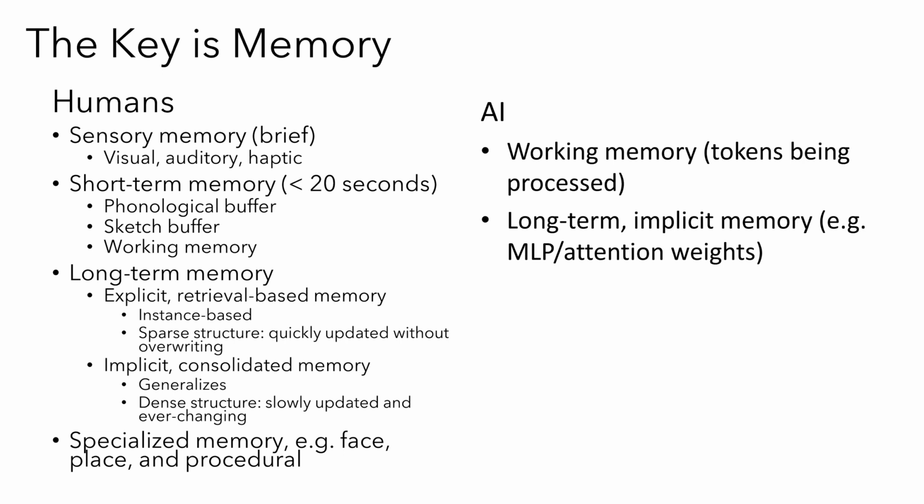Humans have fantastic, complicated, heterogeneous memory systems, including sensory memory, various kinds of short-term memory, an instance-based memory that is able to store new information without overwriting, a consolidated memory that integrates lots of information and generalizes, but slowly updates and is ever changing, and various other specialized memory systems. While AI basically, if you look at a transformer, it has a kind of working memory and a long-term implicit memory in terms of the MLPs and attention weights.